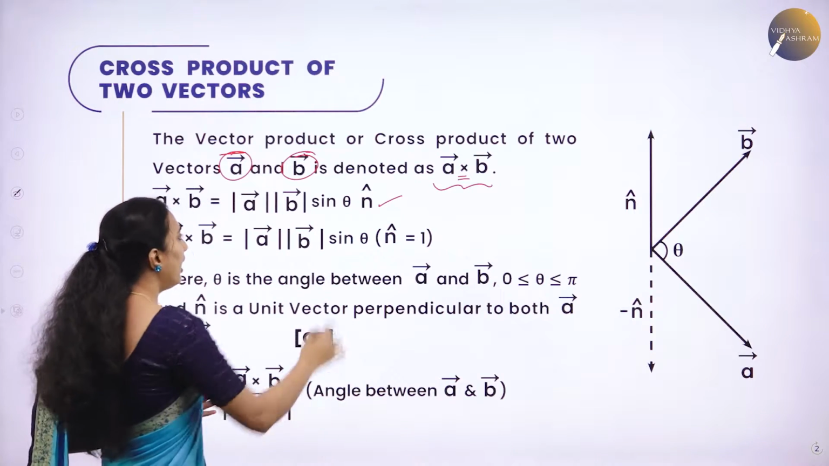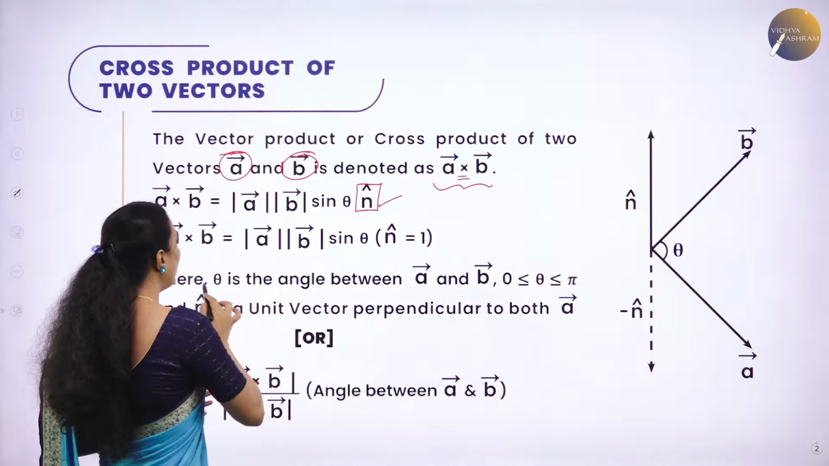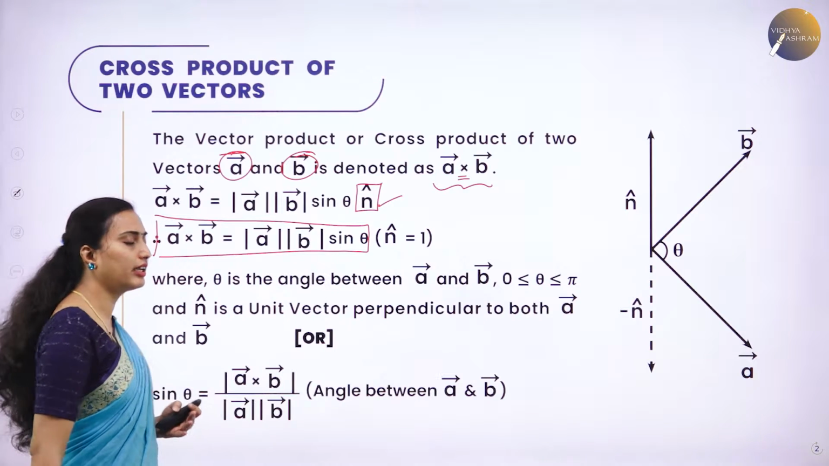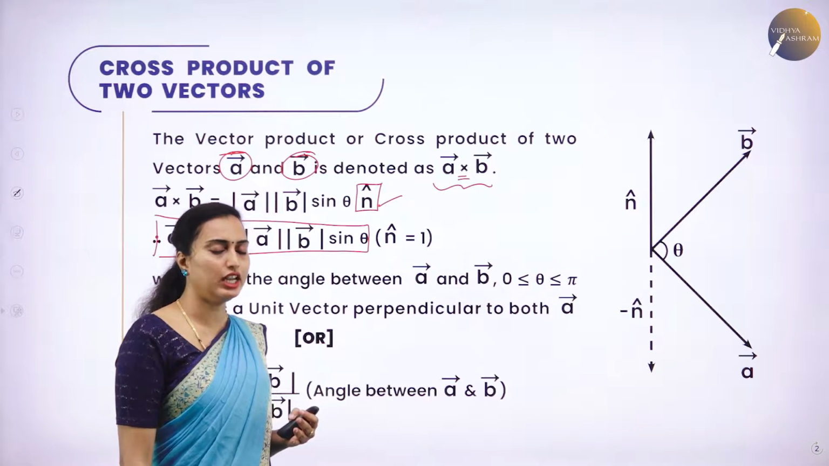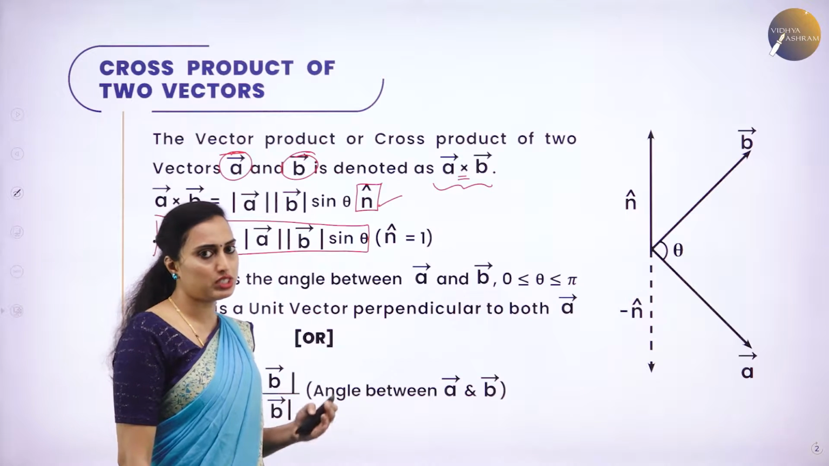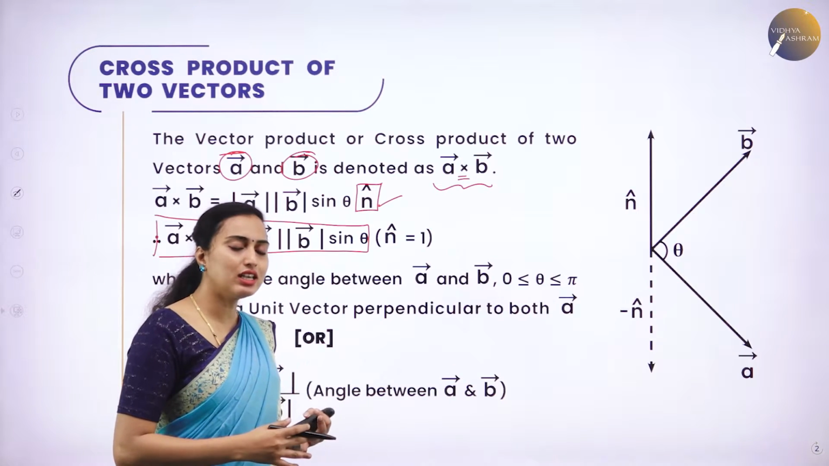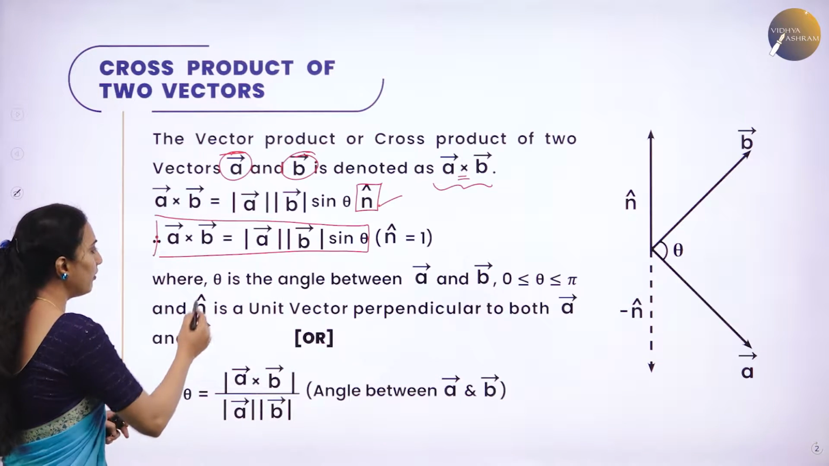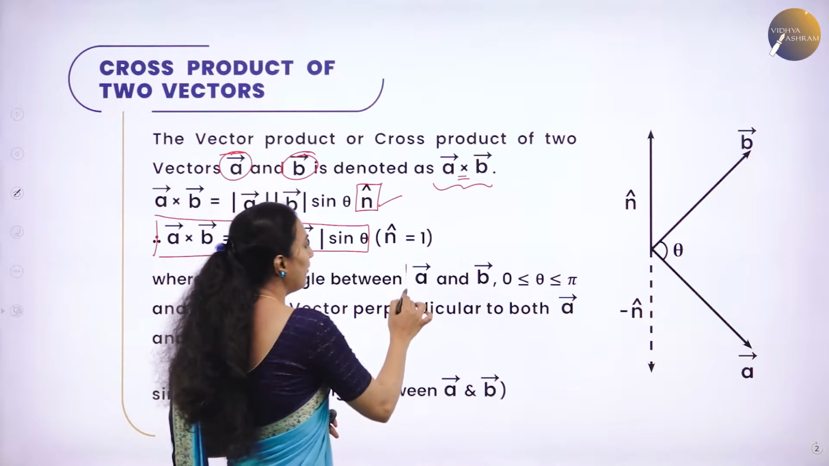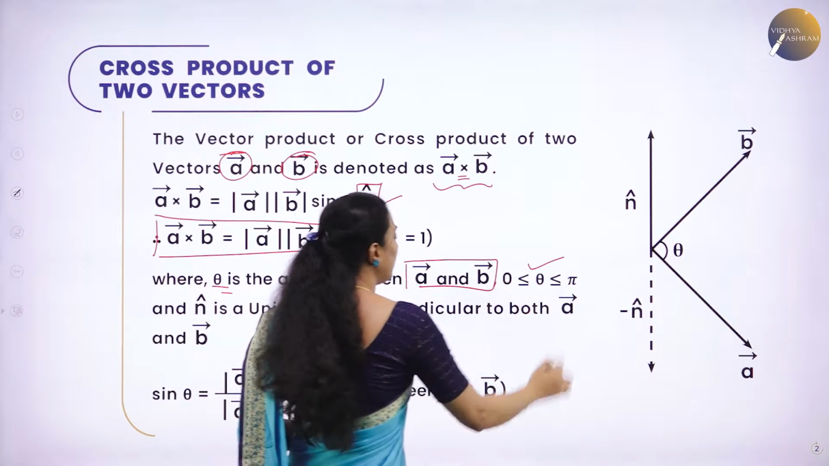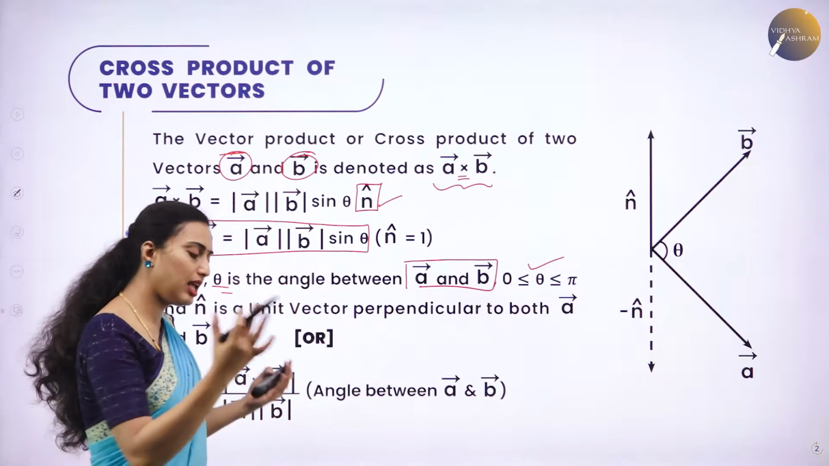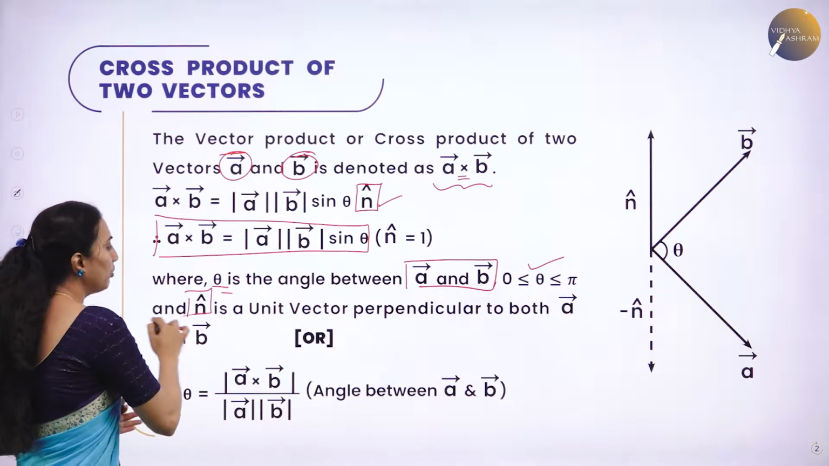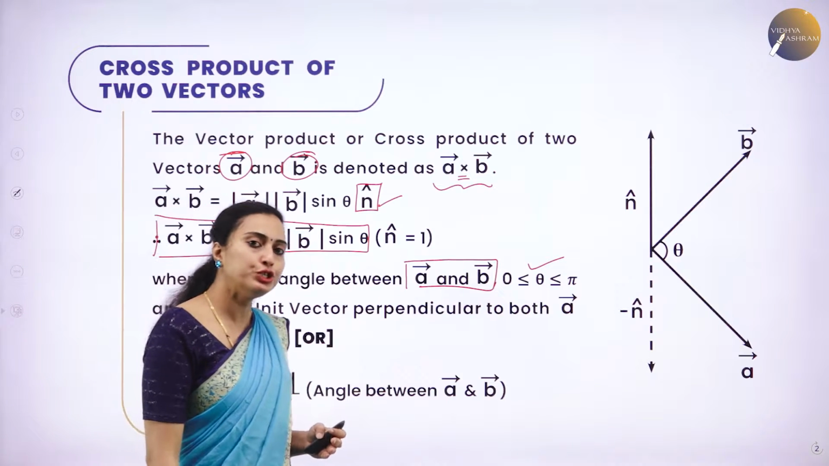And then whenever n cap is equal to 1, the cross product, that is A vector cross B vector, can be written as magnitude of A vector into magnitude of B vector into sin theta. Suppose they are asking to find sin theta, that means an angle. See, theta is an angle between the A vector and the B vector and it lies between 0 to 180 degrees, same as for the dot product. And n cap, as I already told you, is a unit vector.